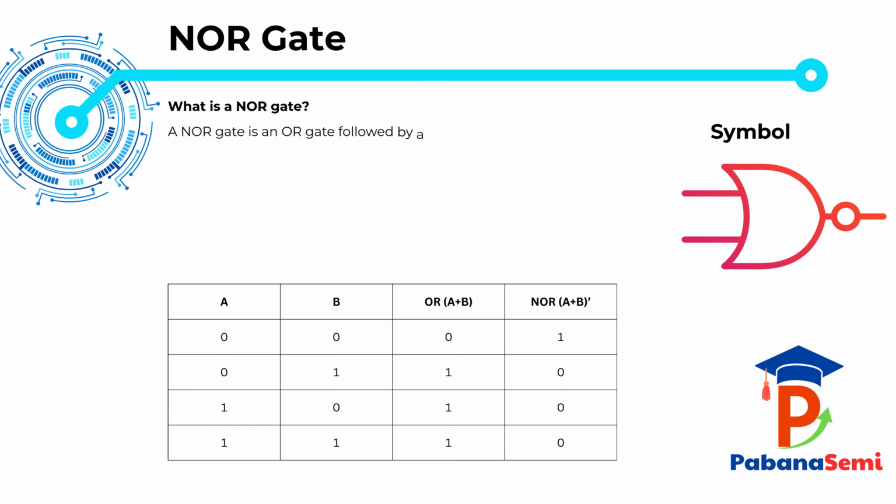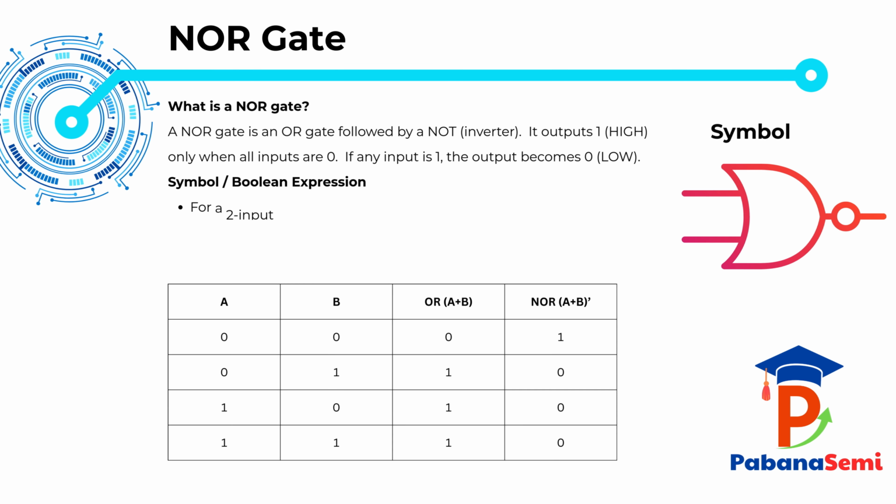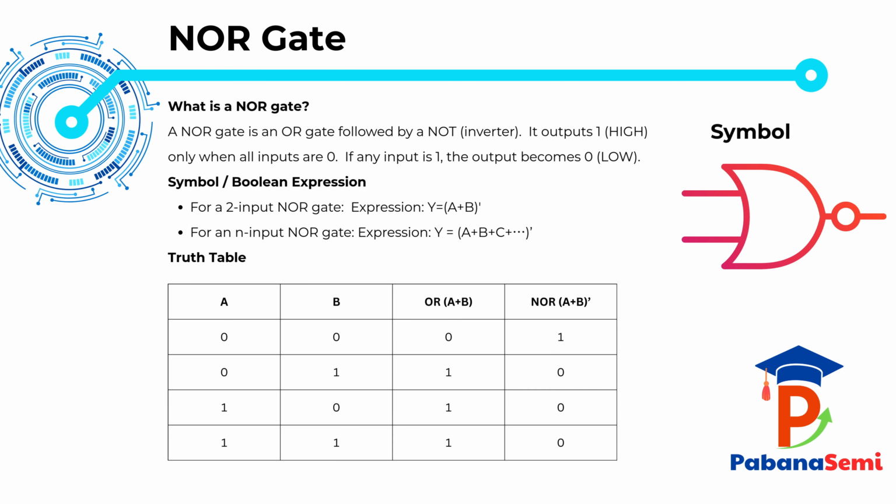Now let's discuss the NOR gate. A NOR gate is an OR gate followed by a NOT gate, meaning it produces the inverted OR output. The NOR output becomes 1 or high only when all inputs are 0. If any input is 1, the output becomes 0 or low. For a two-input NOR gate, the Boolean expression is written as y equals (a plus b) complement, which means not of a or b.